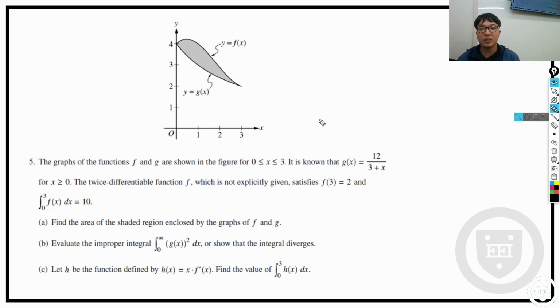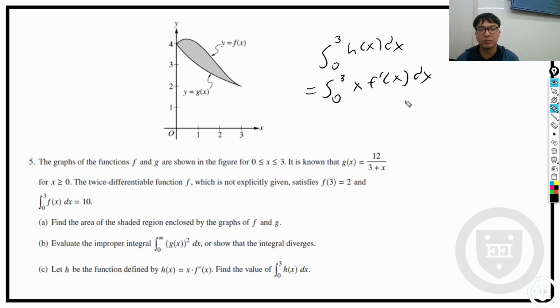Lastly, part C is asking us, if h is the function defined by h of x is equal to x times the derivative of f, to find the value of the integral of 0 to 3 of h of x dx. So find the value of 0 to 3 of h of x dx. If we put in the definition of h of x directly into this equation, we get the integral of 0 to 3 of x times the f prime of x dx.